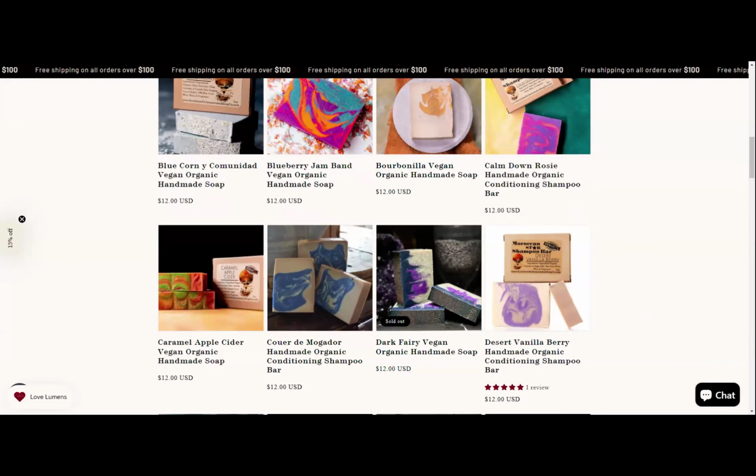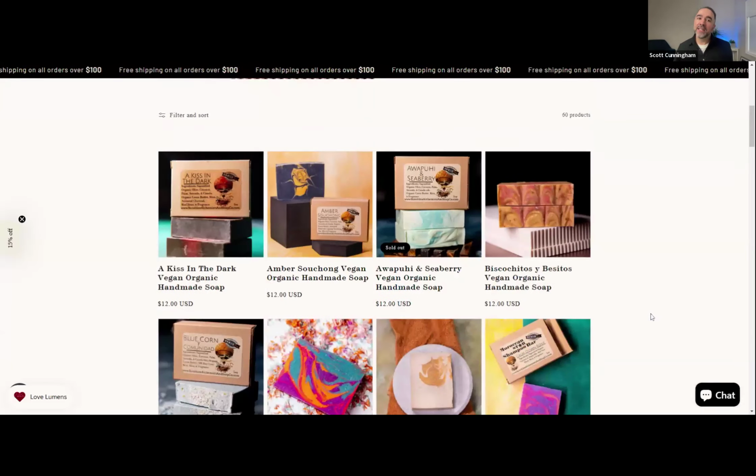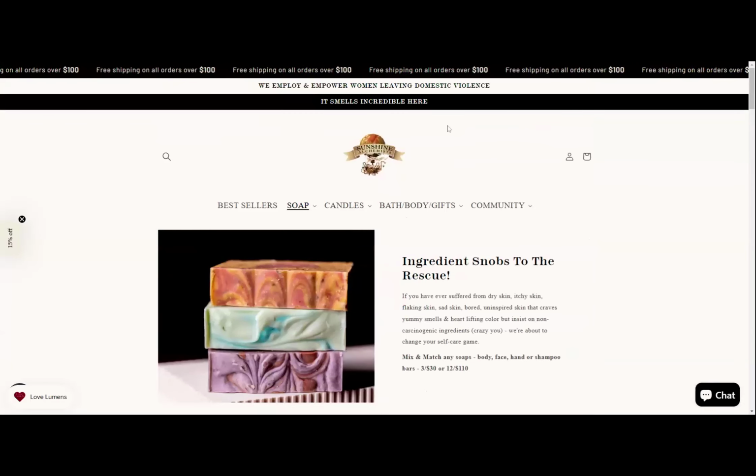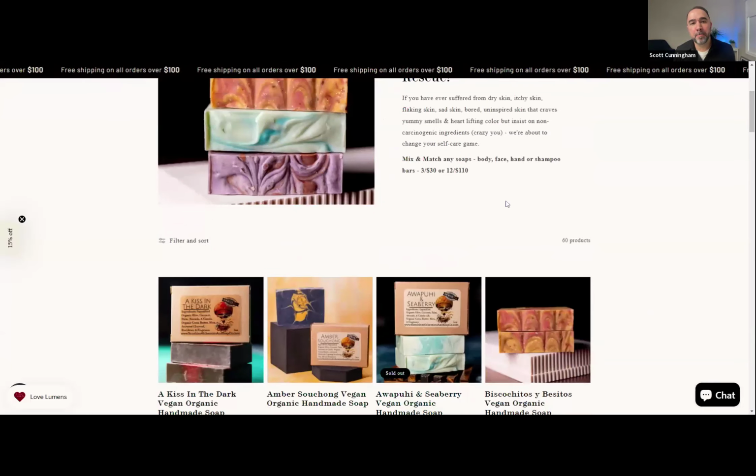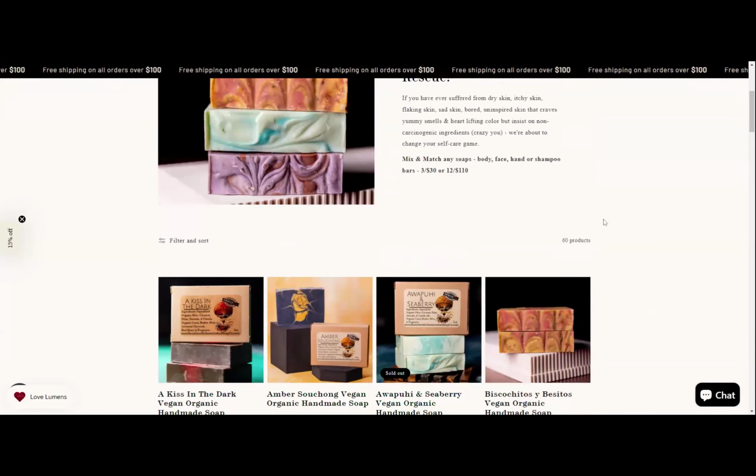People walk into my shop, and the very first thing they say is, "Oh my God, it smells amazing in here." Which is what we've got on our candle page. It smells incredible here.